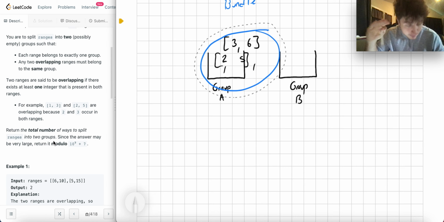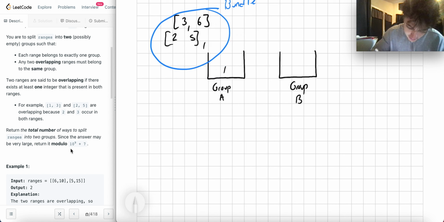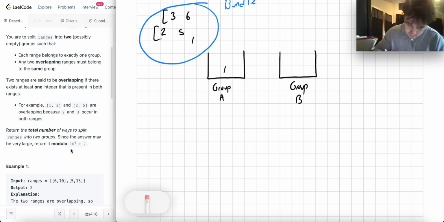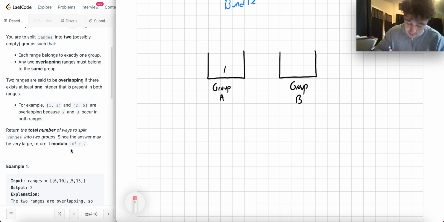Now, I'm going to tell myself to remember to return it modulo 10 to the 9 plus 7, but it's very likely that I'm going to forget in about like 5 seconds, okay? So just fast forward to the end and watch me forget to do that.